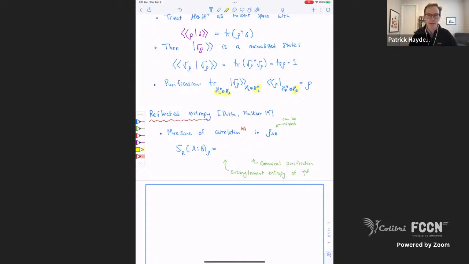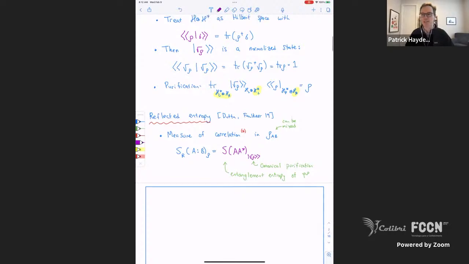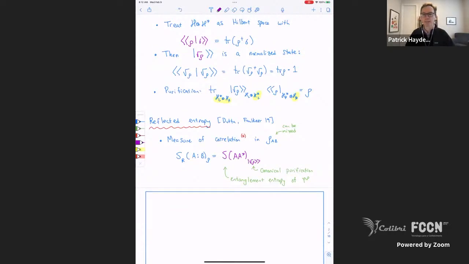And I'll use this notation here. S, you have entropy, R for reflected. Reflected entropy between A and B for rho is equal to the entanglement entropy of the canonical purification. So remember that in the canonical purification of an AB state, there are going to be Hilbert spaces labeled by A, B, A star, and B star. And so I'm looking at the entanglement in the canonical purification between the A star half of the state and the B star half of the state. And that's this definition of reflected entropy.